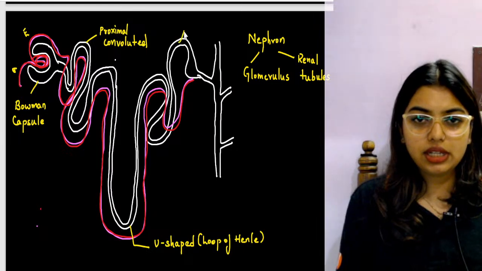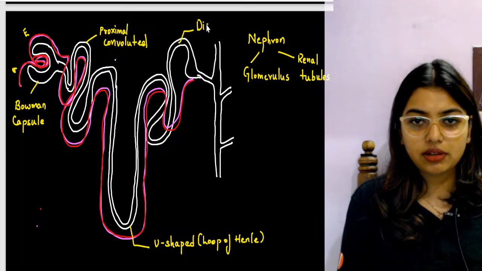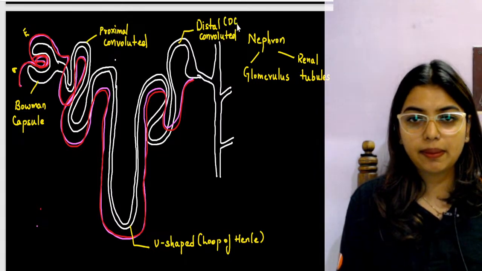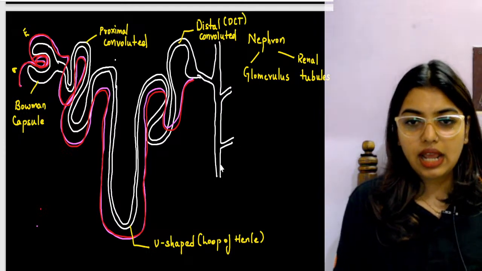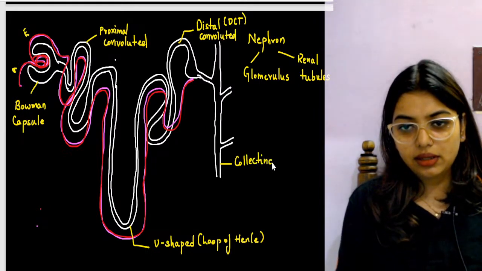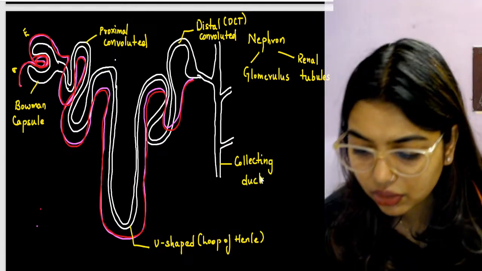Then this portion is your distal convoluted tubule. Okay, distal convoluted, that means DCT. And this is the collecting duct. This is the collecting duct. Clear, all of you? Yes or no?